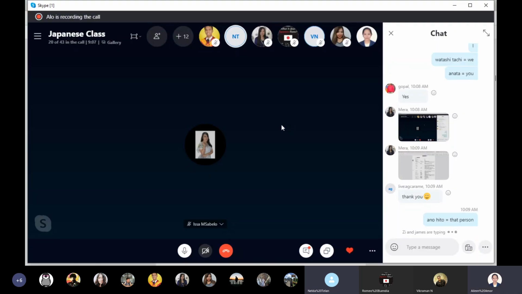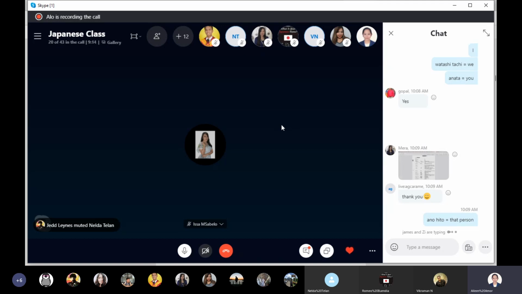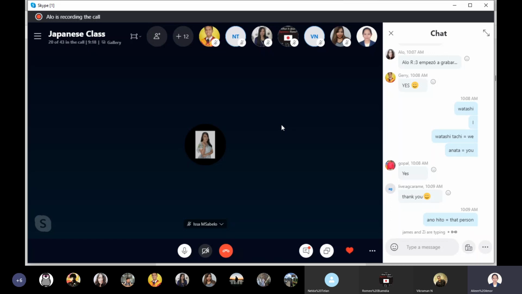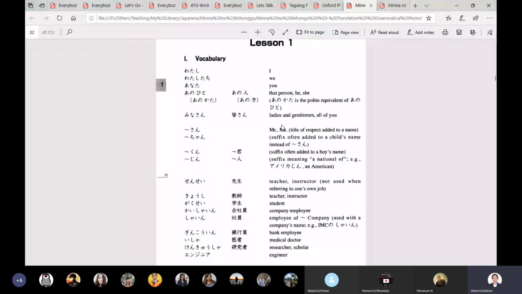I'm sorry if I'm going too fast on the vocabulary because we've already discussed this last meeting. I'm just going through the list of vocabulary for the sake of the newcomers or for the sake of those who just joined. So I'm typing there the Romaji or how you would read them. Okay. Next would be minasan.